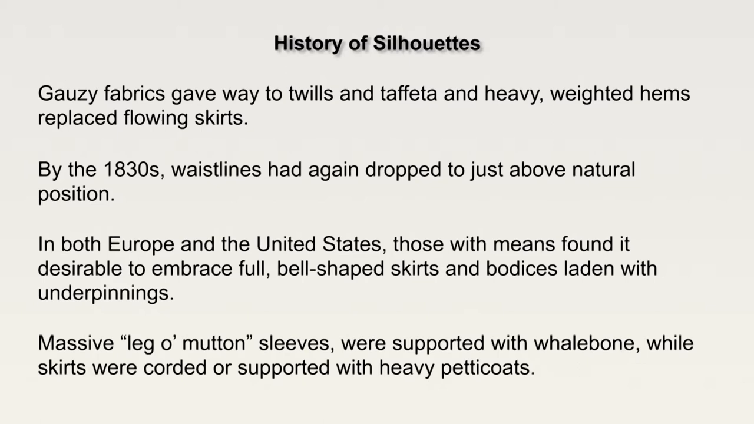In both Europe and the United States, those with means found it desirable to embrace full bell-shaped skirts and bodices laden with underpinnings. Massive leg-of-mutton sleeves were supported with whalebone, and skirts were corded or supported with heavy petticoats.